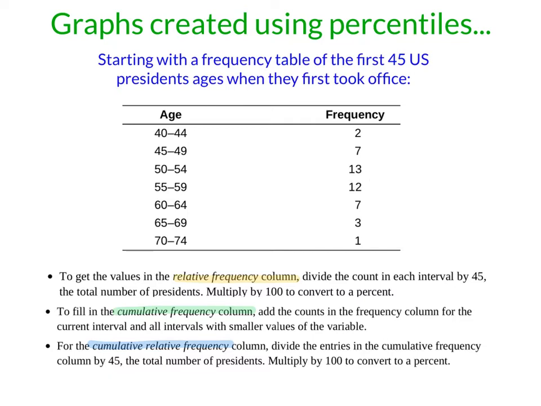And then last but not least, and in fact what the graph is going to be named after, spoiler alert, is our cumulative relative frequency column. Say that 10 times fast. You probably do better than I could. Where we divide the entries in the cumulative frequency column, this one, we're going to divide each of those by 45, the total number of presidents, and then we'll multiply that to convert to a percent. So kind of like that, but taking this cumulative notion and creating a relative frequency from that.